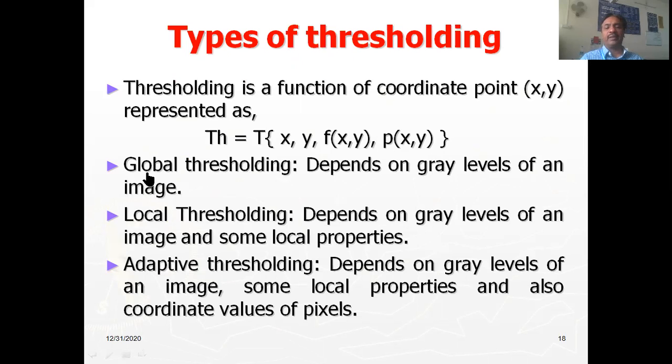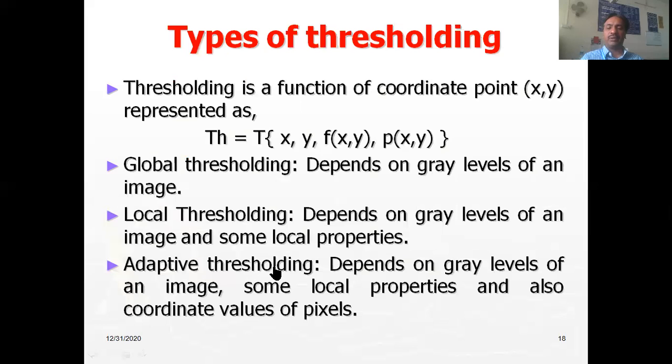So here we have three different types of thresholding. First, we have global thresholding. It only depends on gray levels of the image. It depends only on intensity values of the image f of x comma y. Then we have local thresholding. Local thresholding depends on gray levels of an image along with some local properties. Actually this local thresholding is concerned with these two parameters: f of xy, which is the gray level values of the image, and p of xy, which represents the local properties of the image. So local thresholding, remember, depends on gray levels of the image along with some local properties.